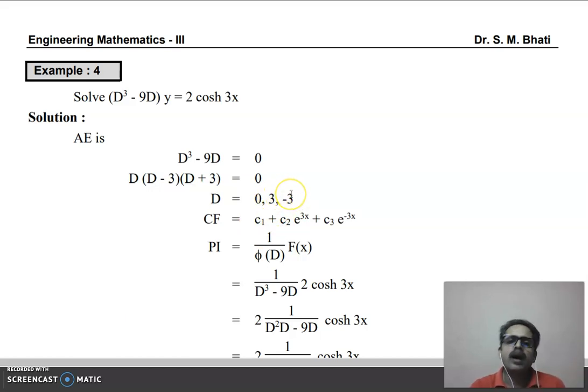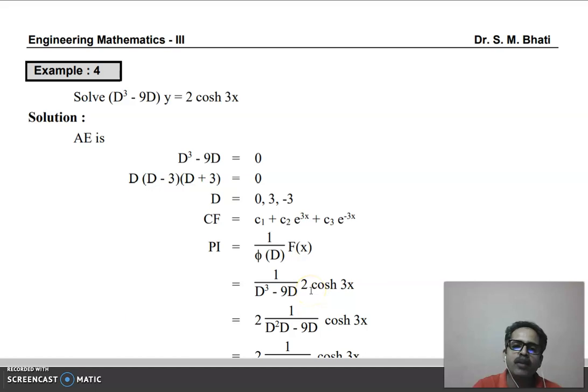3 and minus 3 are also real and distinct, so we have two more terms. In fact, we have a cubic equation. It has 3 roots. All roots are distinct and real, so this will be CF. This is the formula for PI. Put the respective values of phi(D) and f(x).